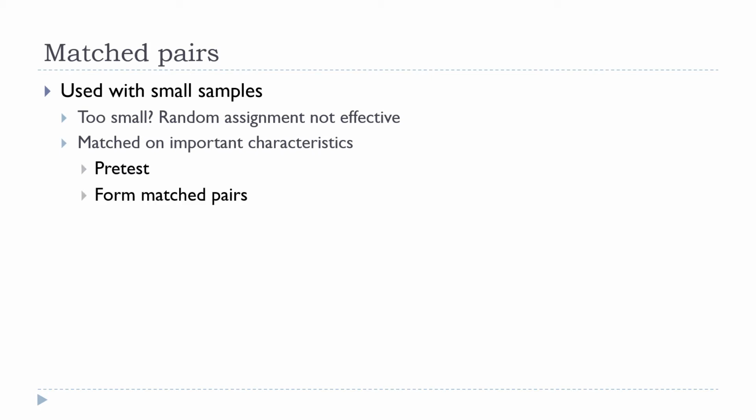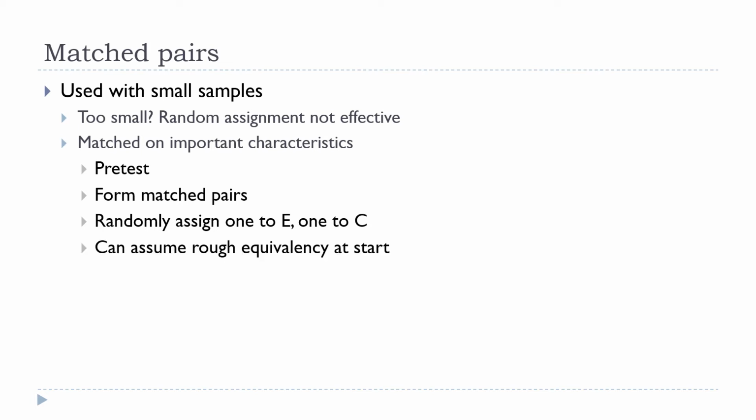So you would pretest on important demographic characteristics like gender and learning disability, if, once again, that was something that was very important to spread out evenly among your groups, and then you'd form matched pairs. And then you'd randomly assign one of the people in that pair to the experimental condition and the other one to the control condition.